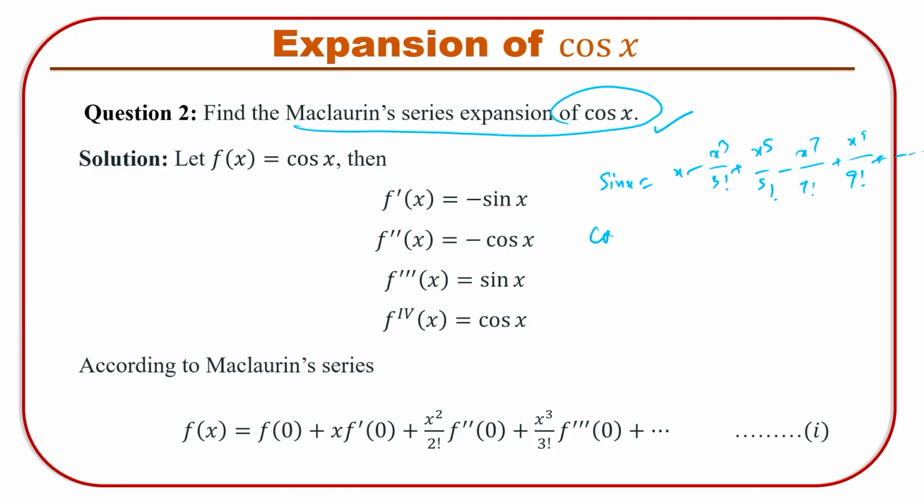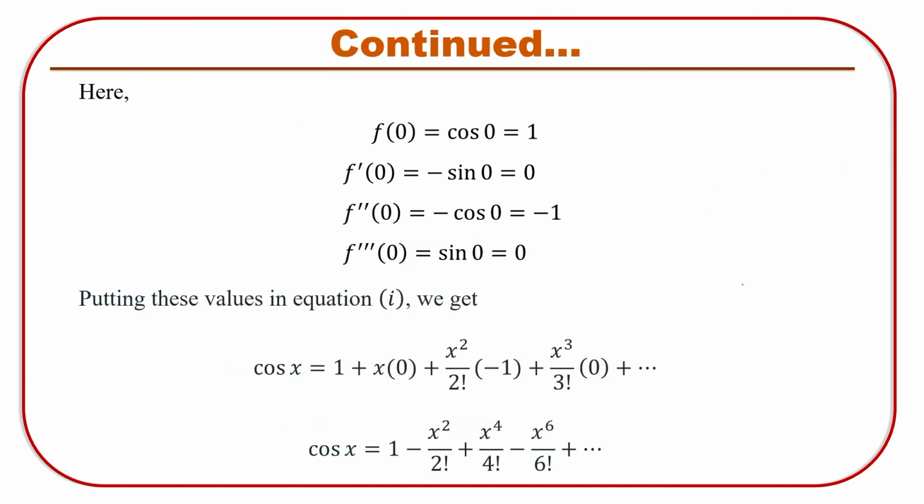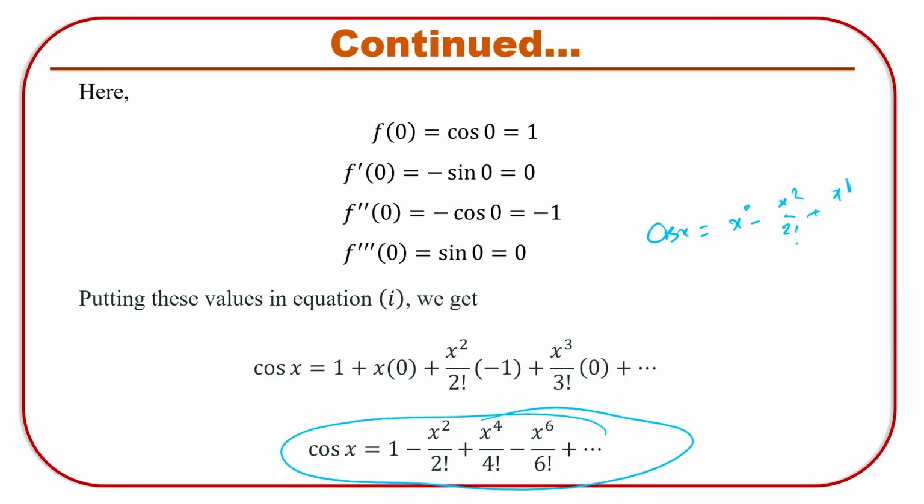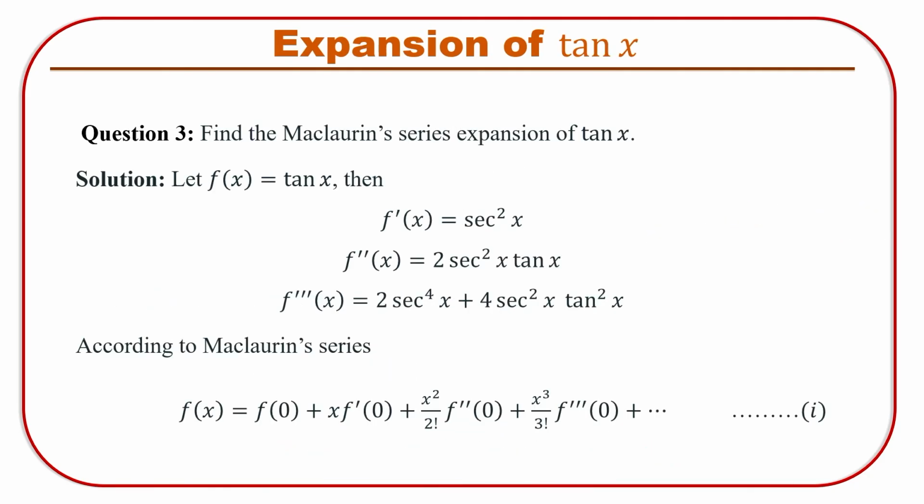So, for cos of x, the exponents now become even integers, and the same thing is going on. Putting all those values, you will see the same here. So, cos of x is equal to x to the power 0 minus x squared by factorial 2 plus x to the power 4 by factorial 4 minus x to the power 6 by factorial 6 and so on, right. So, that was our calculation.